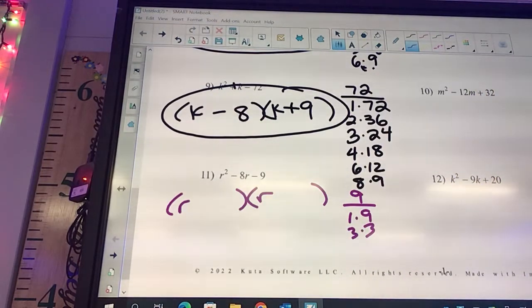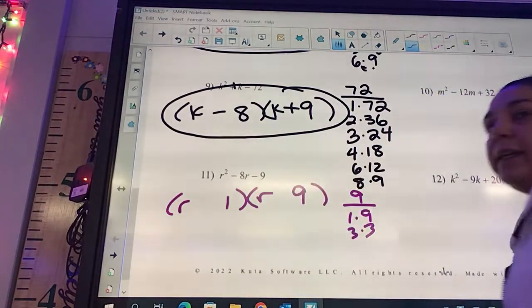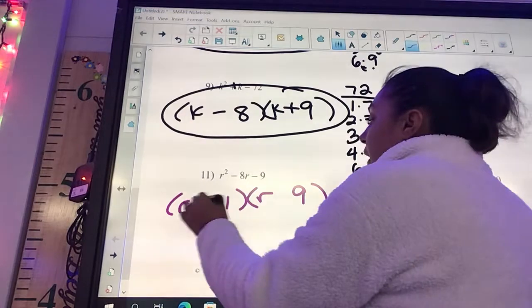That's it. Okay? I need an 8. How can I make an 8 happen? 1 and 9. And I need a negative 8. Positive 1, negative 9. Perfect.